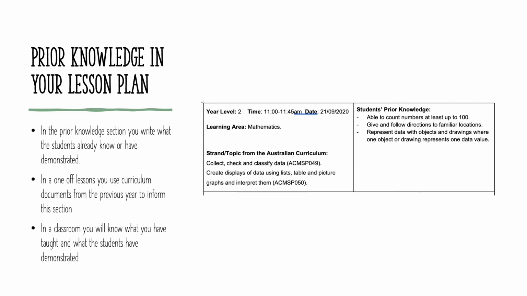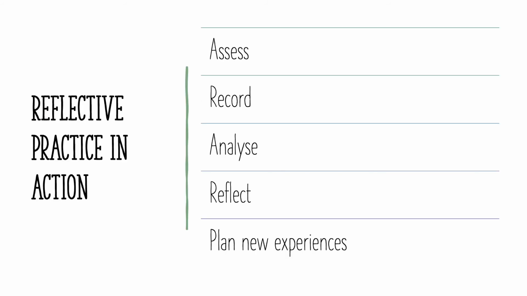In a classroom, when you are working with the children, you'll know what you've taught, which is what you assume is prior knowledge, but remember, what you teach and what the children learn are 2 different things. So you know what you've taught, and you know what the children have demonstrated. So that's what you put in the prior knowledge. So for your lesson plans that you're doing for the students, you would use for the first lesson the curriculum documents from the previous year. For the second and third lesson, you know what you've already done with them, so you're able to base it on that.